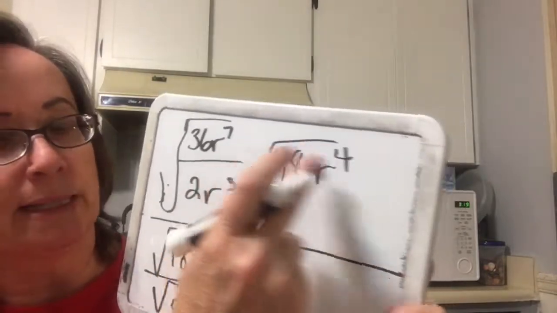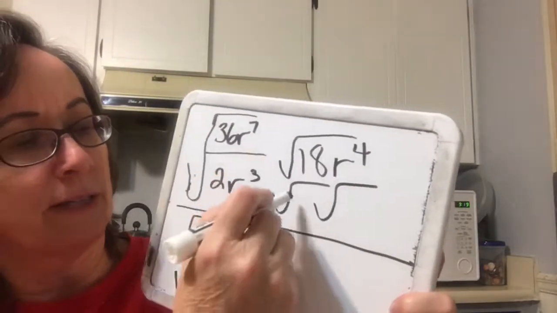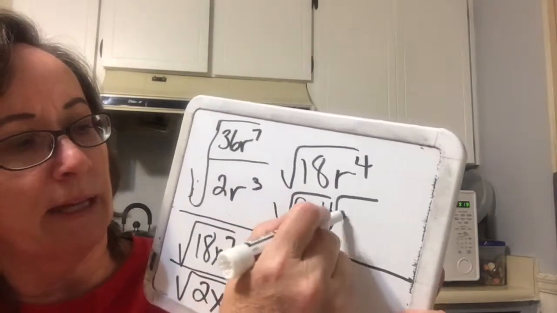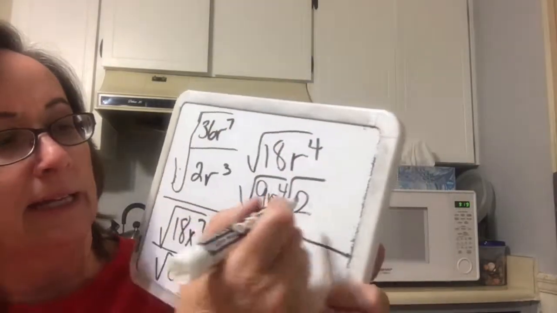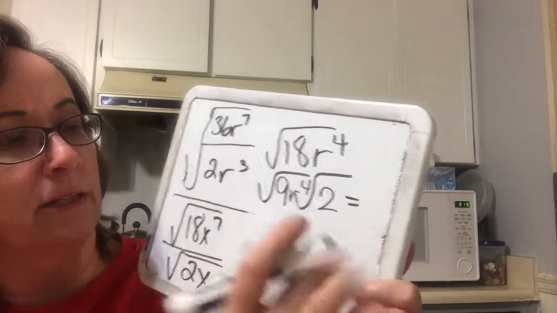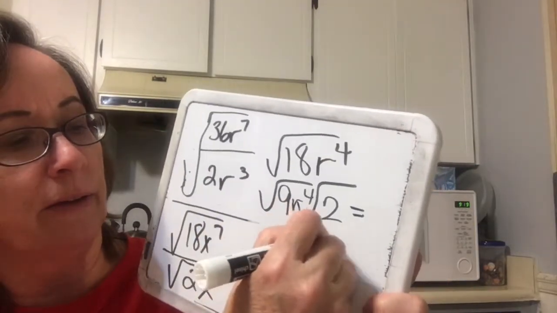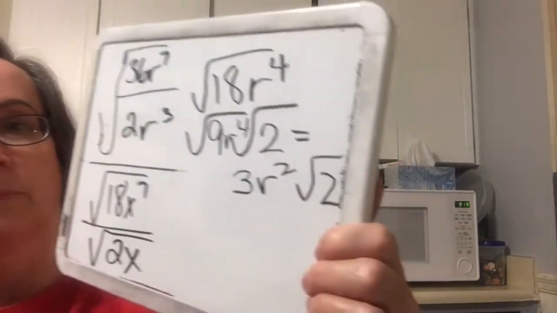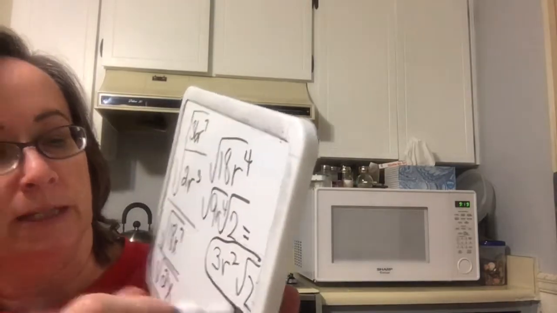Now, I will split this up into perfect and leftover. So there's a 9 in 18, and there's an r to the 4. And then we have a leftover 2, to get this product to equal that. So my final answer here is going to be, when this comes out, 3r squared, square root of 2. And that would be my answer.